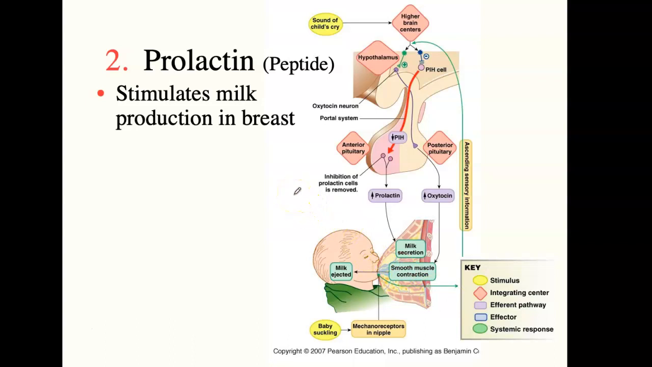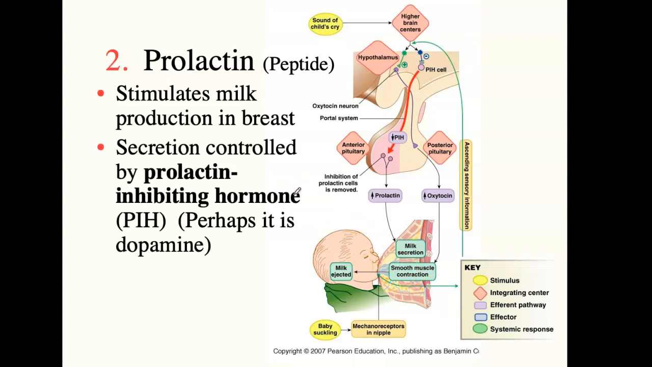So prolactin, the secretion of prolactin is controlled by another hormone that's called prolactin inhibiting hormone, PIH. So what does PIH do? It's going to stop the production of milk in the breast when it's not necessary, when it's not time to be producing milk in the breast. So that hormone is going to be sort of overriding the production of milk production until you remove that inhibiting hormone. And by removing the inhibiting hormone, that's when milk production will increase.